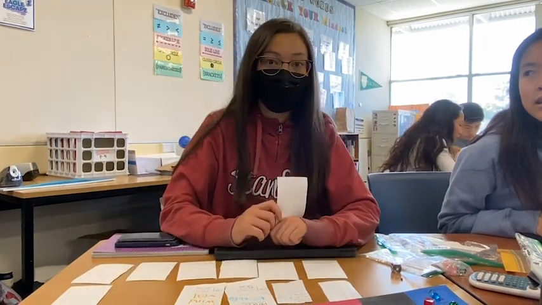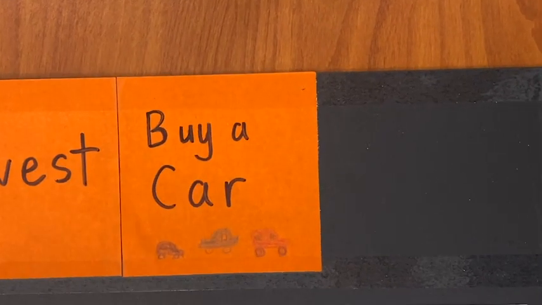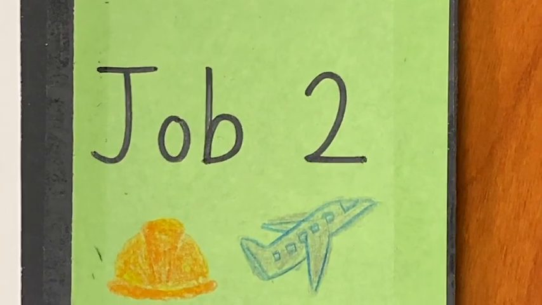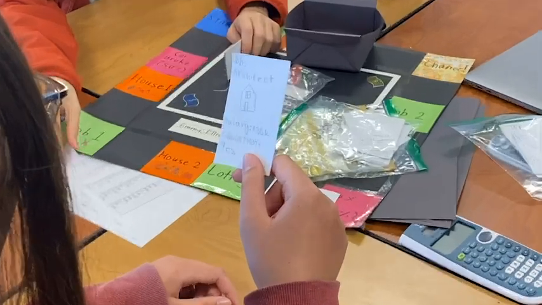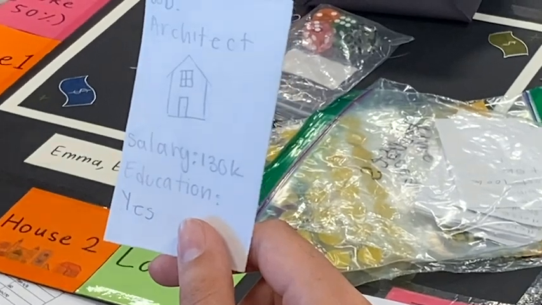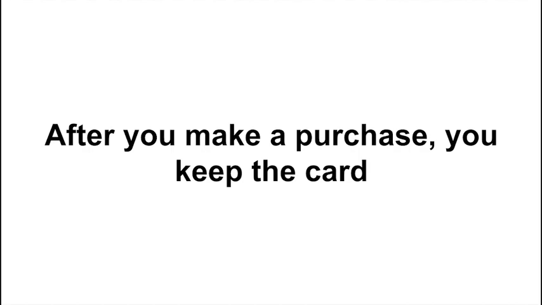Players should go through the first 37% to get a sense of the scope of the market and then pick the next best house. The same goes for when players purchase a car, make investments, or take up job offers. If players land on education, they can get an education. Some of the jobs' paper slips require players to have an education, so having an education can be expedient for the player. After you make a purchase, you keep the card.